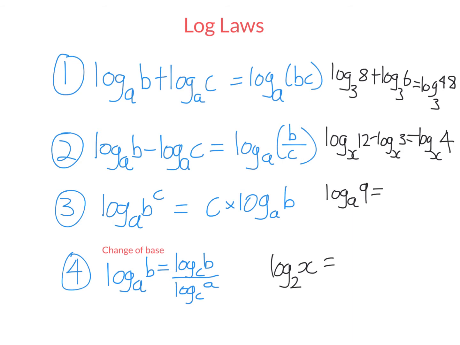So for this one here, this says if you have a power, you can simply move it to the front. So how would I simplify log a of 9? Well, 9 is equal to 3 squared.